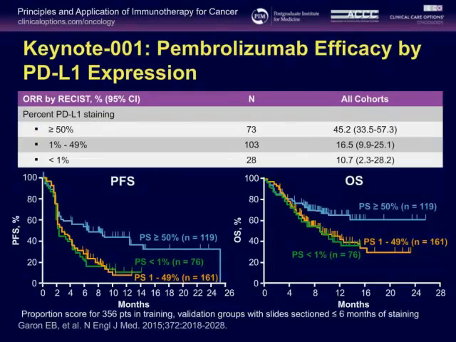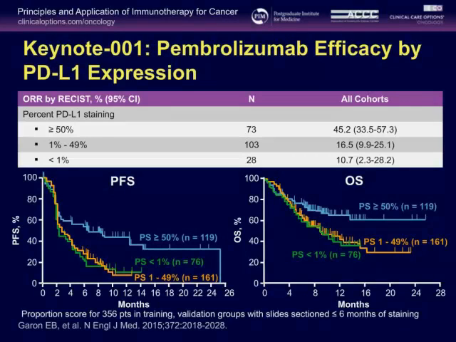When we look at the KEYNOTE-001 study for pembrolizumab efficacy, you can see that for patients with higher expression, greater than 50%, the response rate was much higher. It was 45%, though this is a minority of patients, only 73 of those looked at. For those with moderate expression, the response rate is about 16%. For no expression, or less than 1%, there's still a response rate, but it's much lower. The fact that there is still some response even without expression again leads to confusion about what it means to be PD-L1 positive or negative.